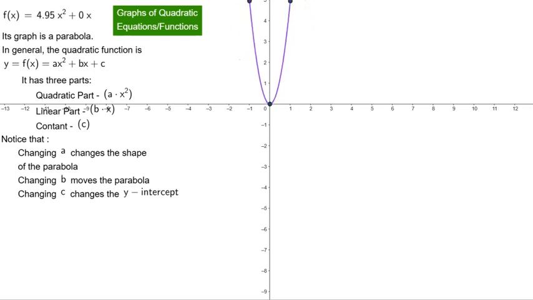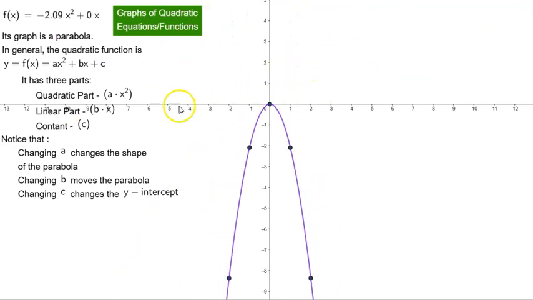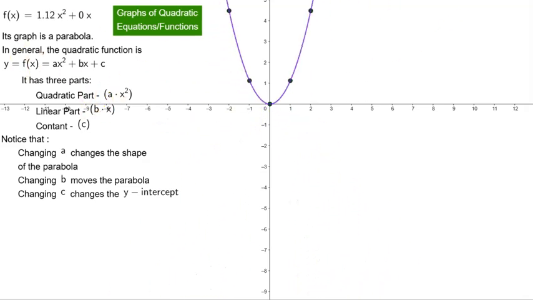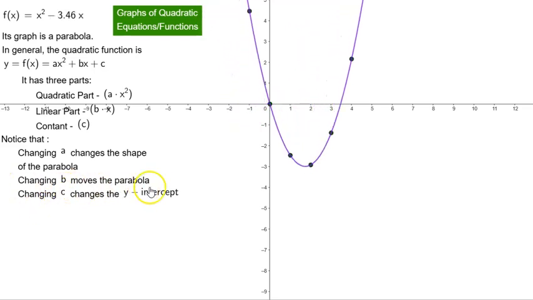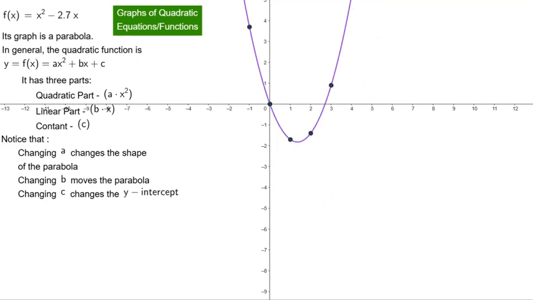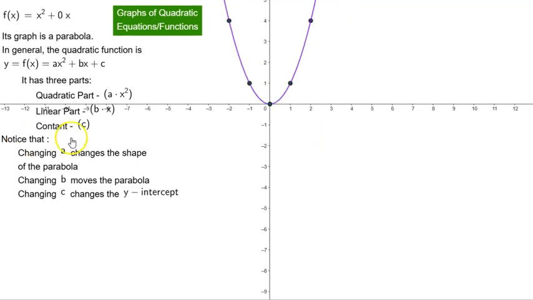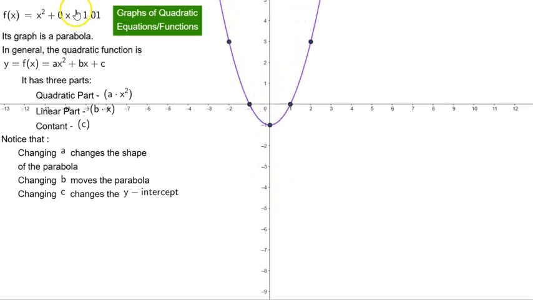So do you notice the shape of the parabola is changing? Now changing b moves the parabola. So let's change b. So you notice changing b moves the parabola. Let's again go back to the starting point. And changing c changes the y-intercept. So the point at which it is crossing the y-axis is changing.